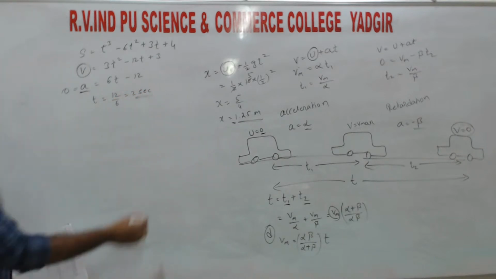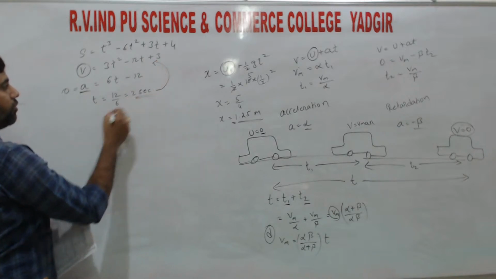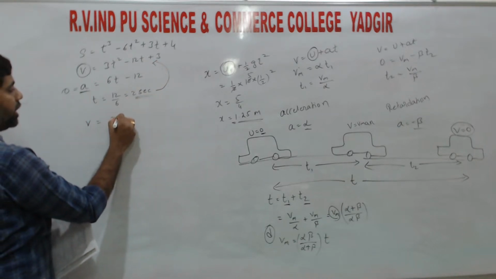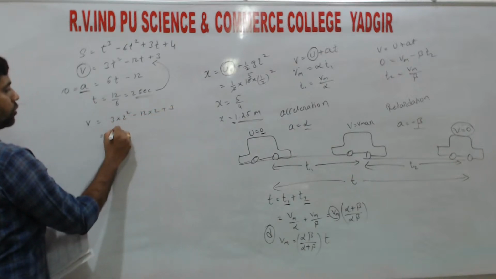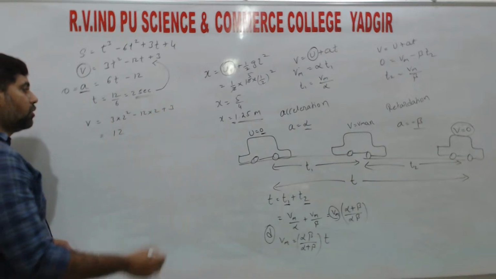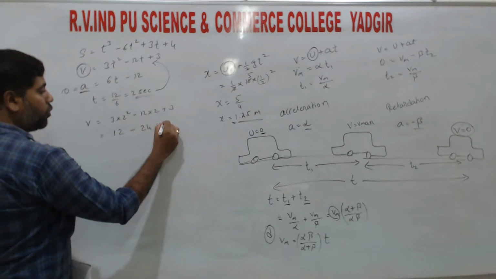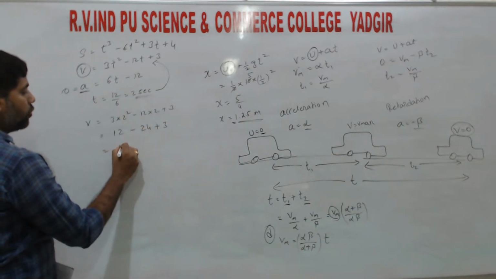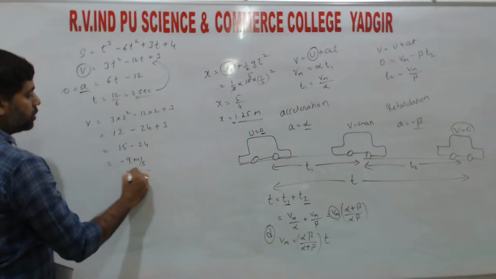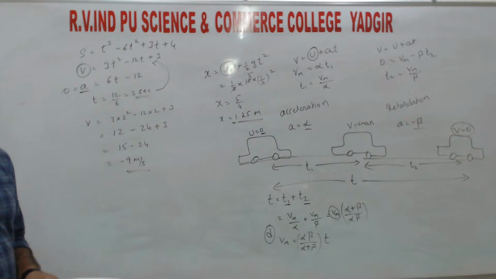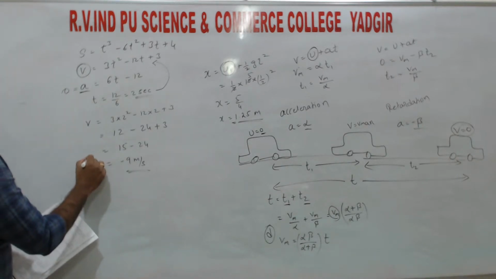Right? So substitute t is equals to 2 in velocity, we get v is equals to 3 into 2 square minus 12 into 2 plus 3. So 4 2s are 8, 4 3s are 12, minus 12 2s are 24, plus 3. Right? So 15 minus 24, minus 9 meter per second. So the answer is option C.